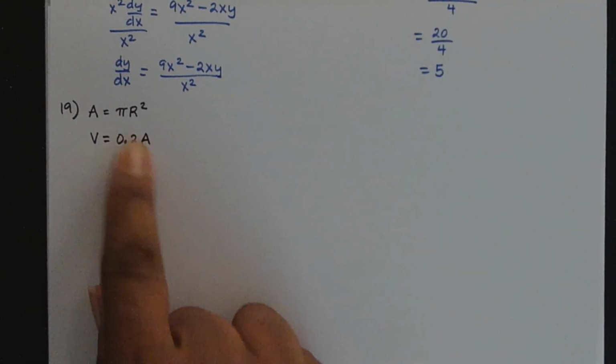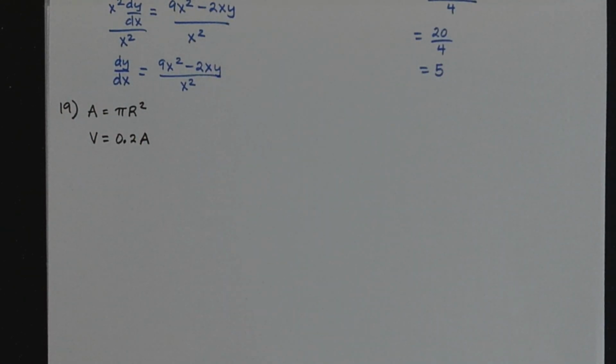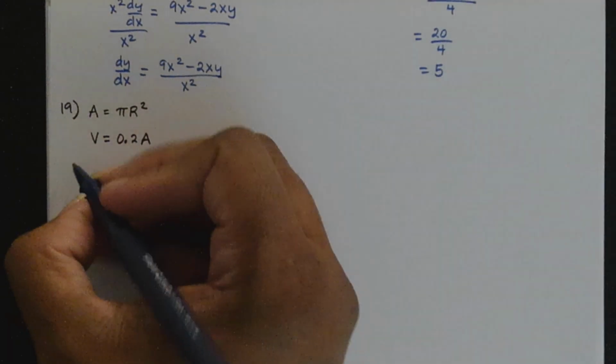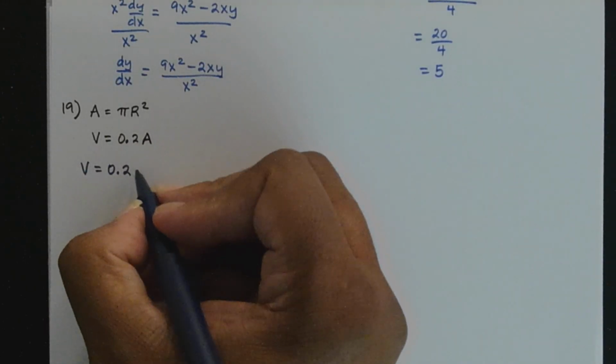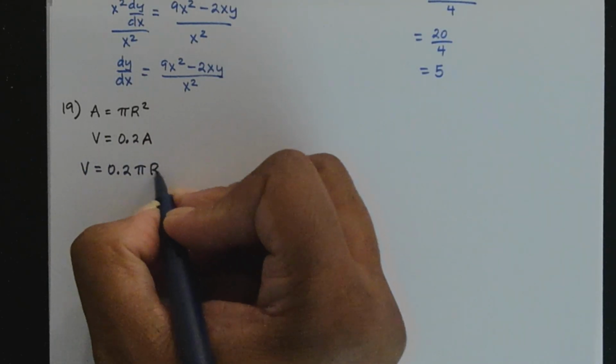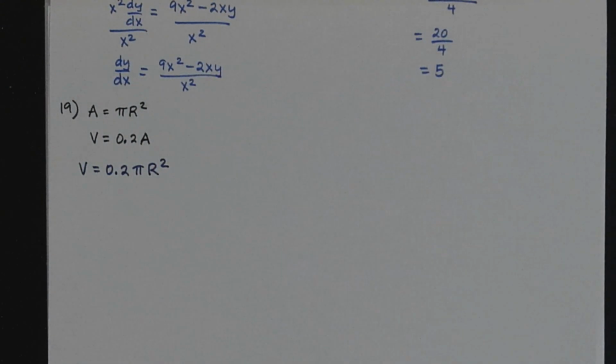Well, let's substitute the A with that formula, pi r squared. Let's do that. So that means our volume would be 0.2 times A, that'll be pi times capital R squared. So that's the formula for the volume.